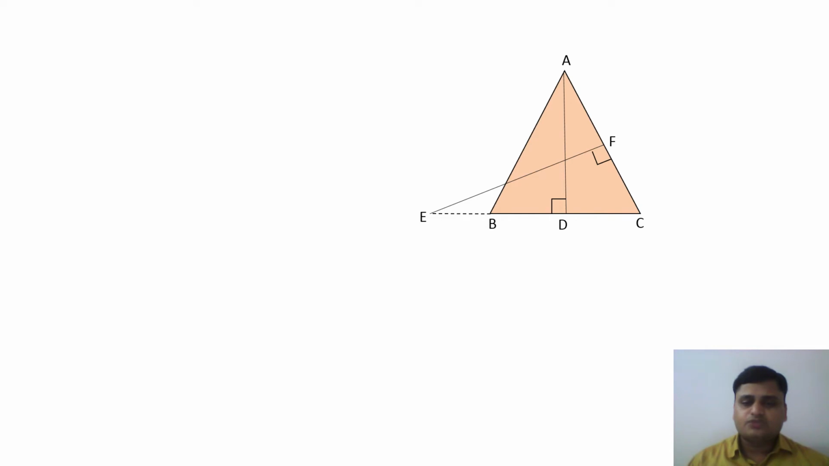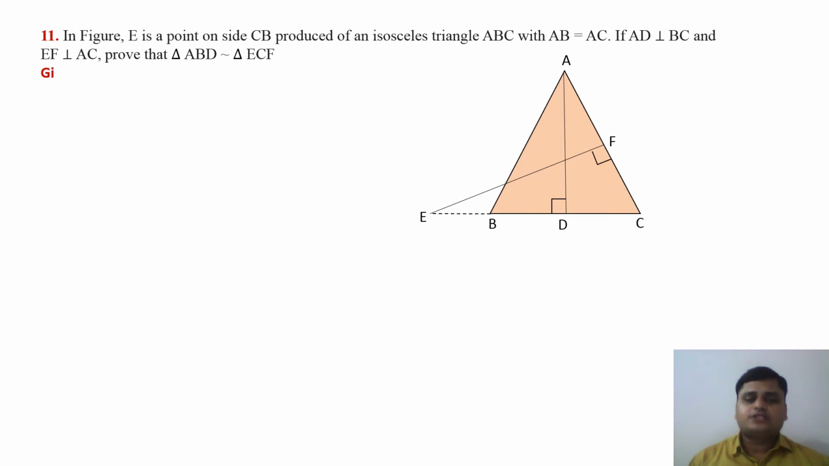Now in this you can see this figure. Let's read this question, that is question number 11. In this figure, you can see that ABC is an isosceles triangle and E is a point produced on the side BC. When CB is produced, we get a point E. AD is perpendicular to BC and EF is perpendicular to AC. ABC is an isosceles triangle, so AB is equal to AC.